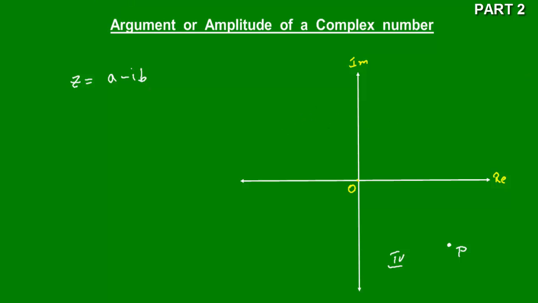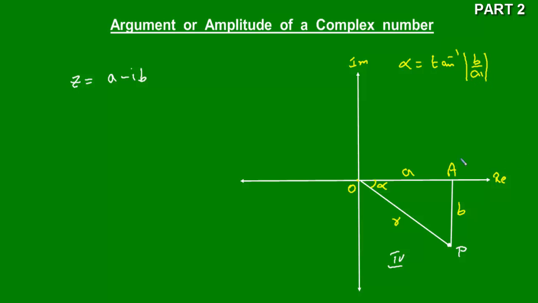Therefore, let us draw the radius vector OP, and from P draw a perpendicular to the real axis. Now, let us name this as A, then OA is a and AP is b and OP is of course the radius vector r. Therefore, what is the acute angle here? This is the acute angle, we call it alpha, and we know that alpha is given by tan inverse b by a.